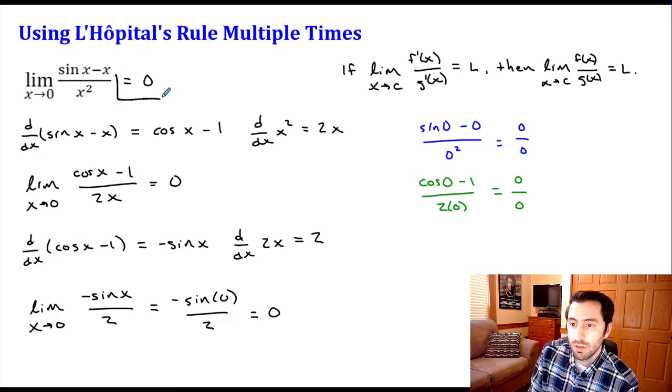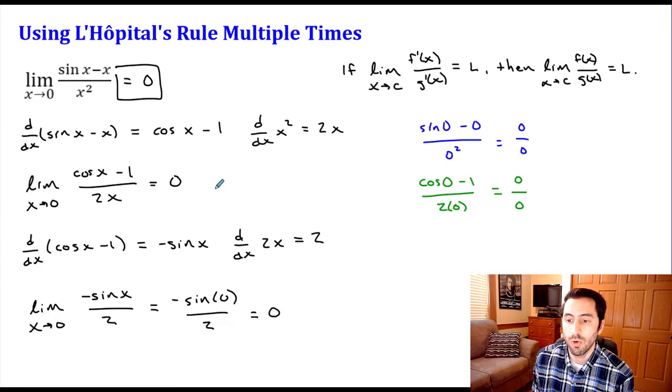So L'Hopital's rule, sometimes it is necessary to use it more than once, but we can keep going. We can get it down to a point where we don't have an indeterminate form anymore, and then we can evaluate the limit, and then that's the same as our original limit before using L'Hopital's rule.